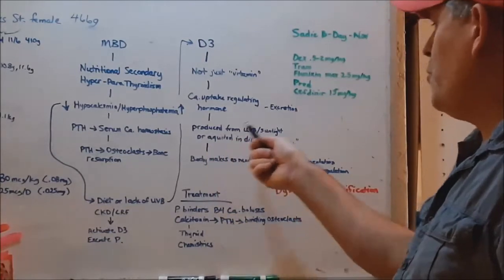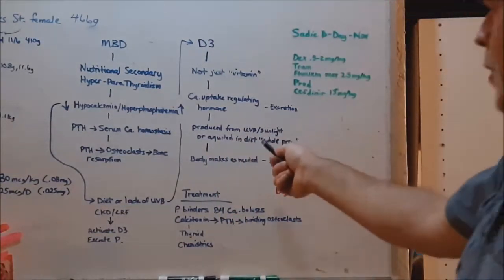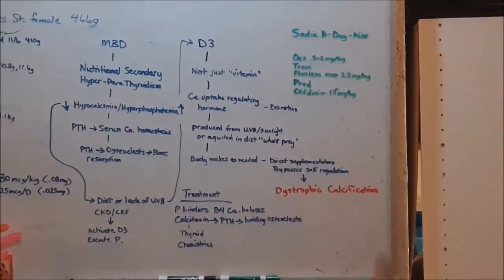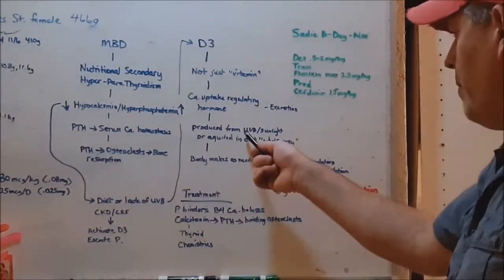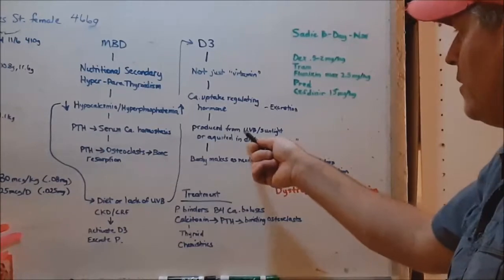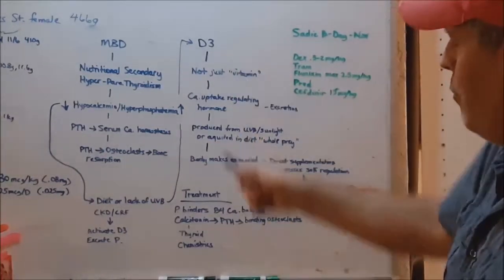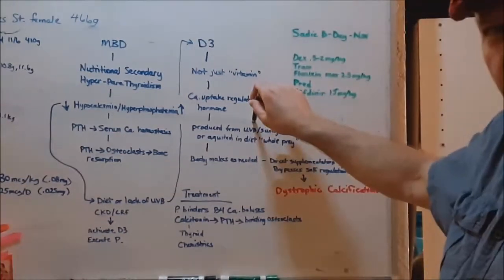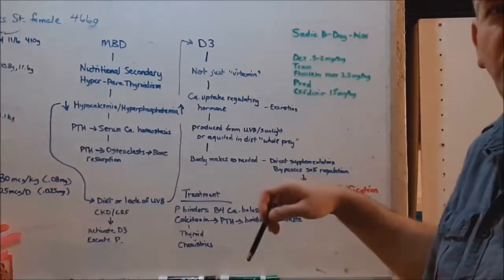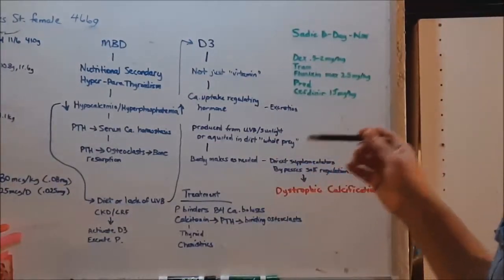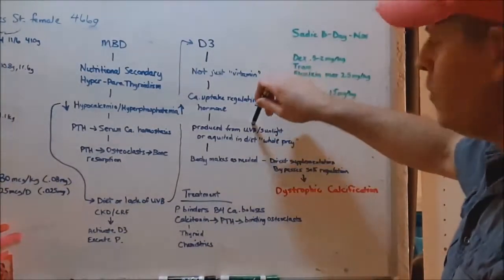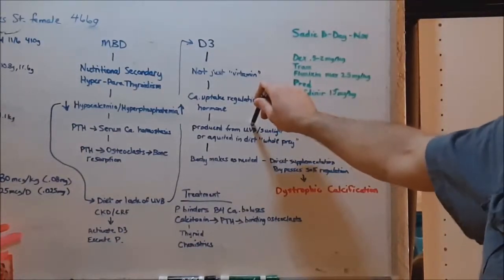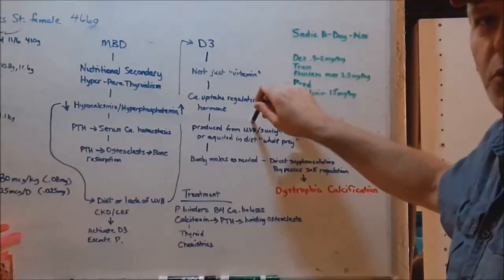D3 is produced from the UVB component in sunlight. Sunlight's composed of UVA, UVB, UVC, infrared, all this sort of thing. But the frequency of light that is responsible in sunlight for producing this vitamin D3 is the band known as UVB. It's not good enough to just have a light that says, oh, reptile light, this is meant for reptile basking. If it doesn't say UVB, then you haven't got the right light. It has to be a quality UVB source.